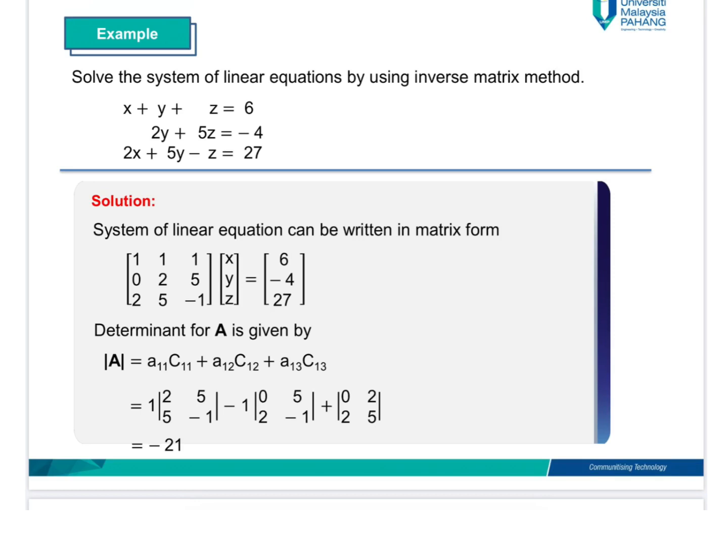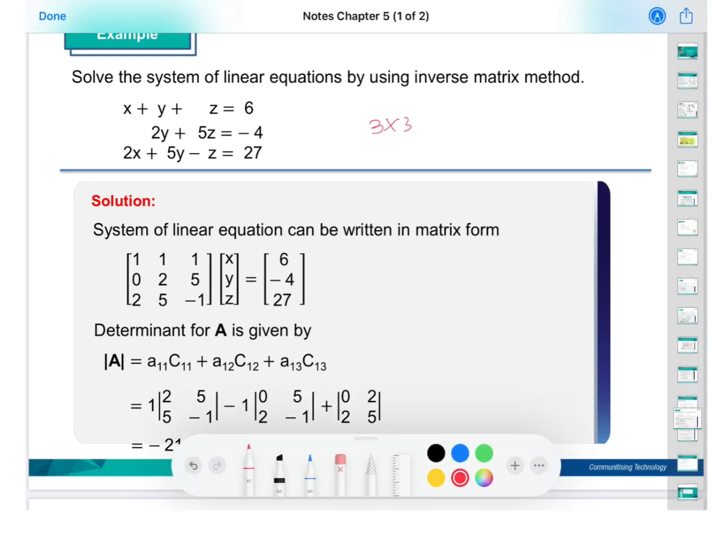Okay, another example of the system of linear equations by using inverse matrix method. Okay, so this is a system of linear equations. As we can see, it is in 3 by 3 matrix. Okay, so you put the system of linear equation into matrix form, then we'll get 1, 1, 1. There's no x here, so 0x, 2 and 5, and then 2, 5, negative 1, everything equals to 6, negative 4 and 27.